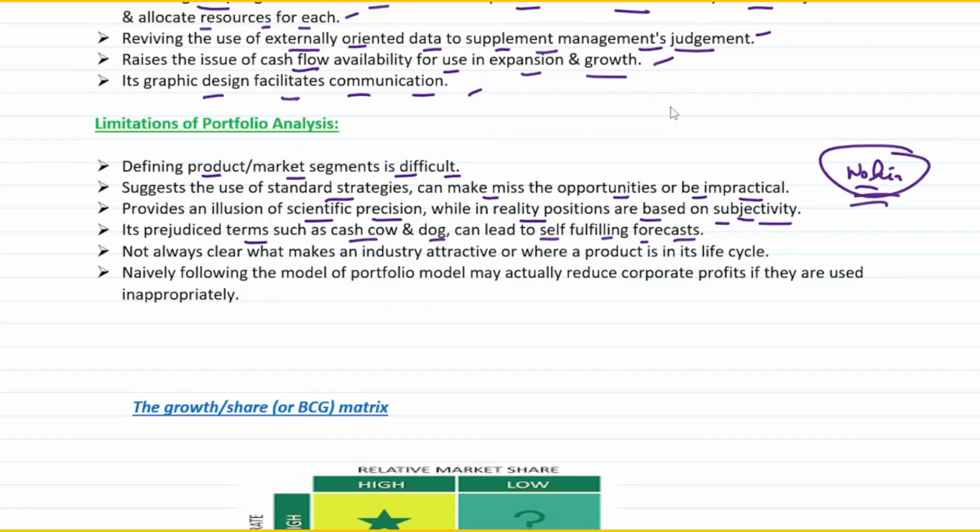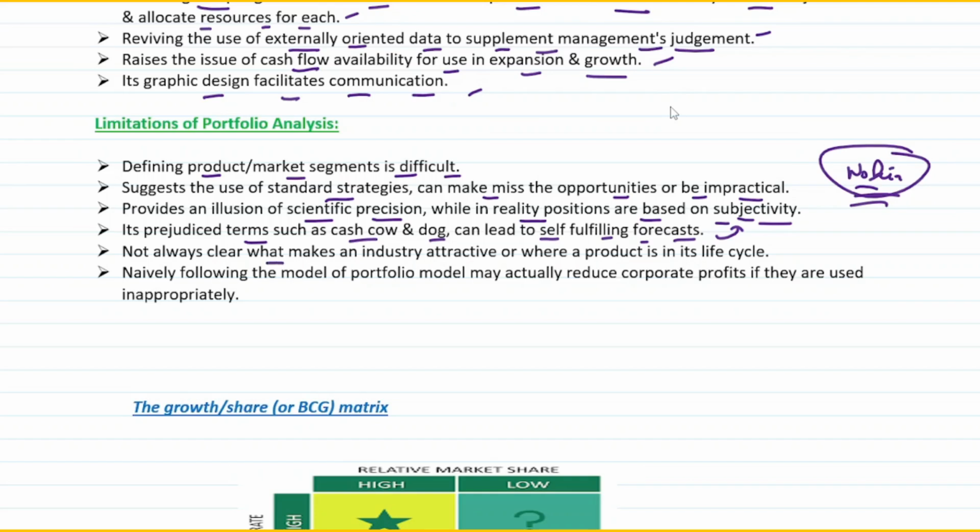Self-fulfilling forecast or prophecy is a psychological phenomenon wherein your belief causes your predictions to come true. So you think whatever you're doing is right, but you're not trying to change. This is in tandem with what we studied in the last point, but here it is specifically concentrating on the various components of the BCG. So its prejudiced terms, cash cow and dog, can lead to self-fulfilling forecasts. Again, when we come to the BCG matrix, this point will be more clear for you.